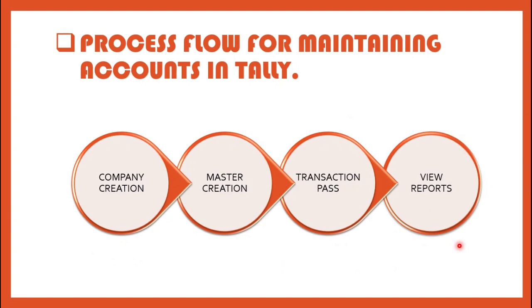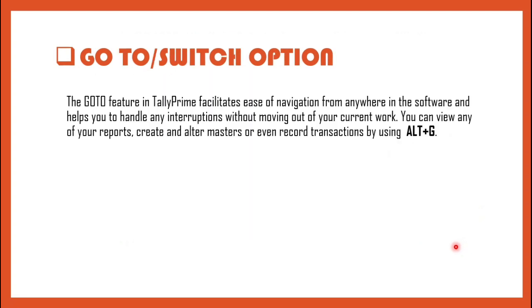Now moving on to the next topic, we will learn how to use certain options and features in the software. First, we got the go to or the switch option. As you can see, the go to feature in Tally Prime facilitates ease of navigation from anywhere in the software and helps you to handle any interruptions without moving out of your current work. So, what does it mean? What is this go to feature? Let me show you.